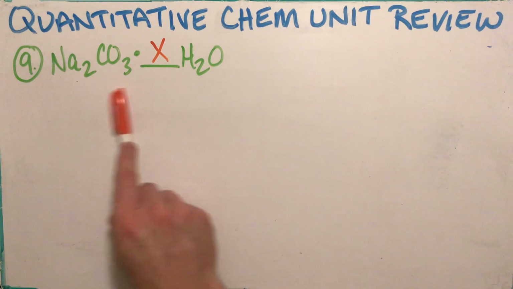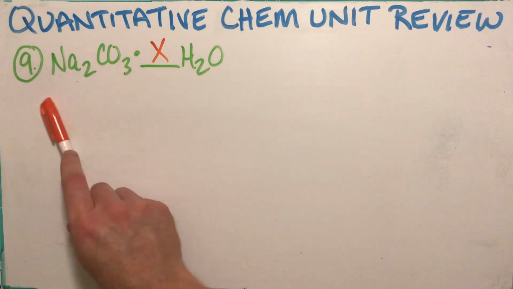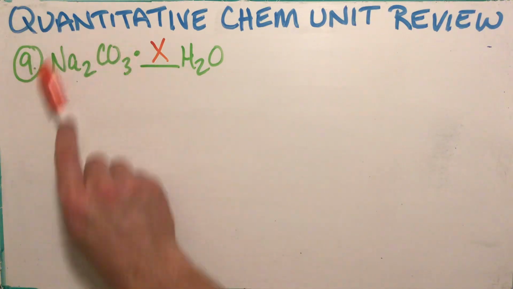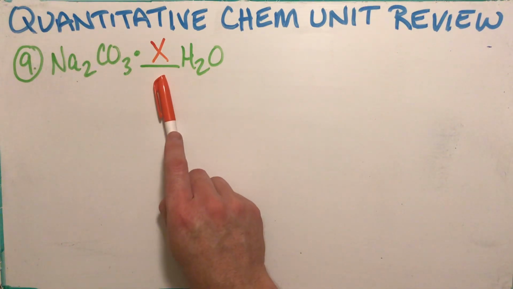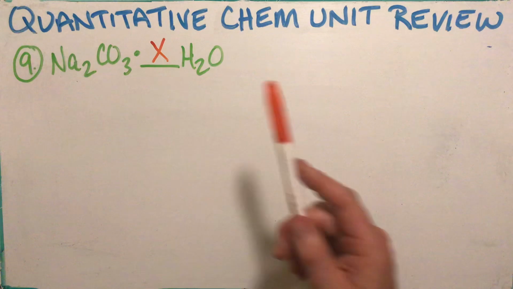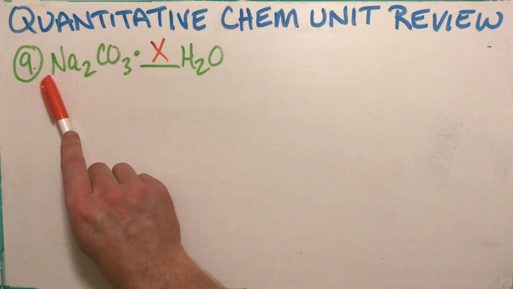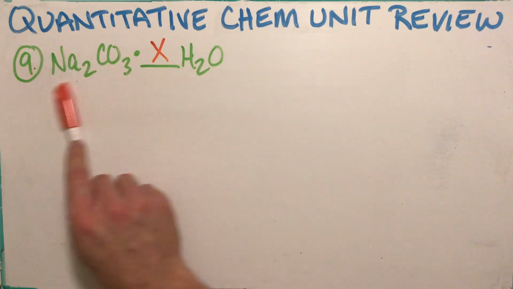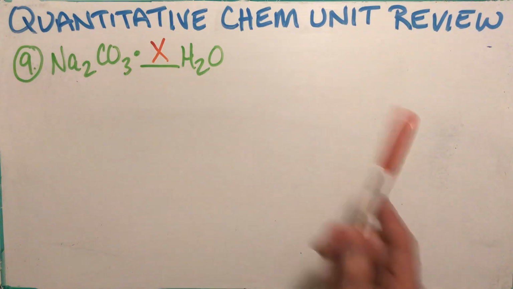And the salt, the sodium carbonate here, is always a 1. This thing's always a 1. This is always the one that's going to change. It could be a 2, a 4, 6, whatever, right? But this is always a 1 in front of here. So you're finding the mole ratio between the salt and the water here.